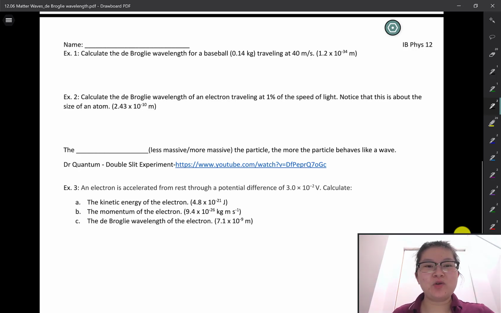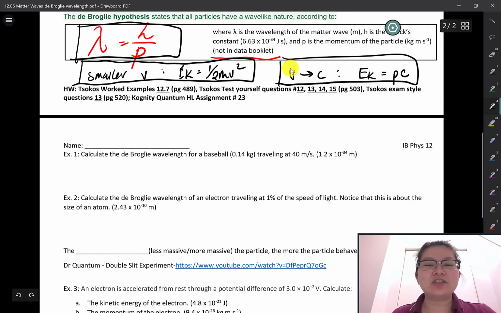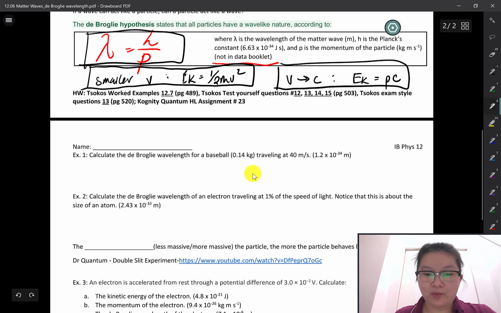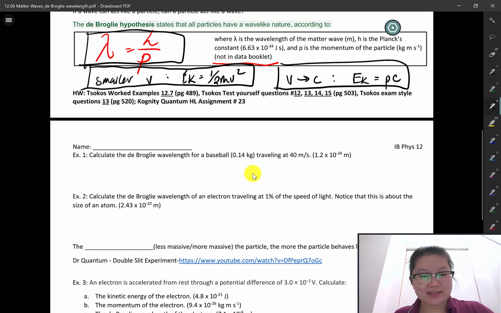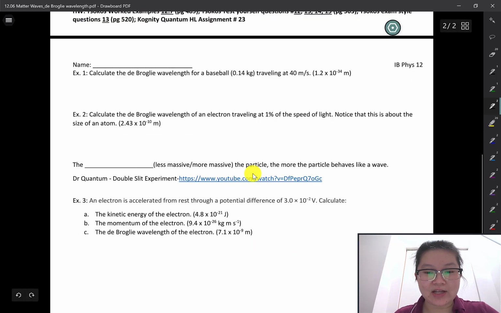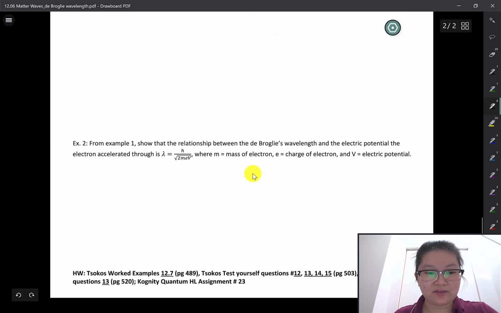So hopefully at this point you know what the de Broglie wavelength is, this relationship, and just to re-emphasize, it's not in your data booklet, so it's something that we want to be very careful of and be able to know how to apply. So essentially, in this video I want to show you when a particle or any sort of mass tends to behave as a wave and when does it not. So let's take a look at examples 1 and 2, which will be the focus of this question.